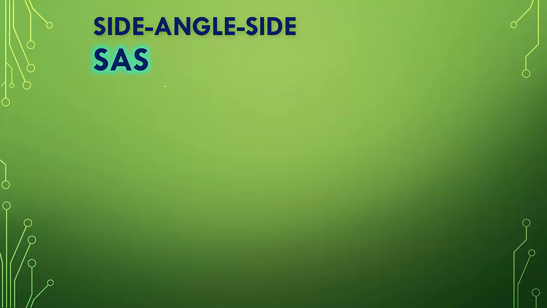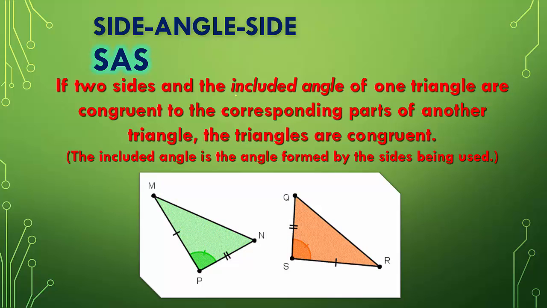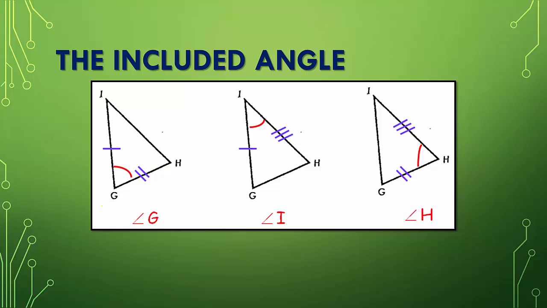The other way is side angle side. So if 2 sides and the included angle of one triangle are congruent to the corresponding parts of another triangle, then the triangles are congruent. So the included angle is the angle that is formed by the 2 congruent sides. So it's the angle that's in between. So included, you can think of that as meaning in between. So if we have side angle side, that's in between the 2 sides. Okay, included angle here, for example, angle G is the included angle of IG and GH. Angle I is the included angle of IH and IG. Angle H is the included angle of IH and HG.